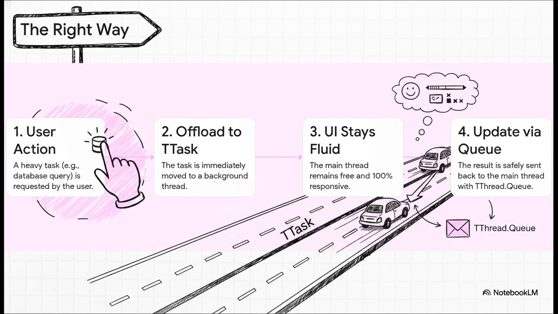And when the background work is finally done, we don't just jam the result back onto the main highway. No, we safely merge it back in using TThread.Queue. It's non-blocking. It just politely leaves a note for the main thread that says, hey, when you have a free moment, please update the UI with this information.